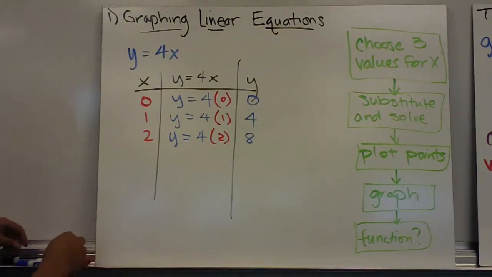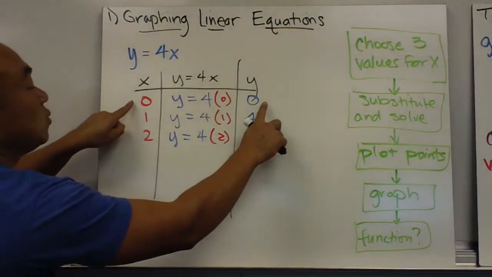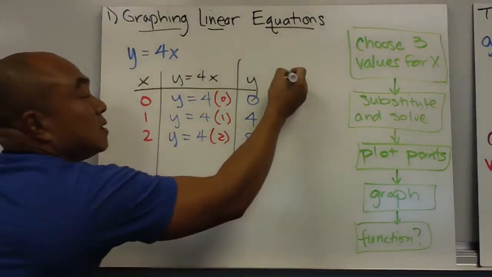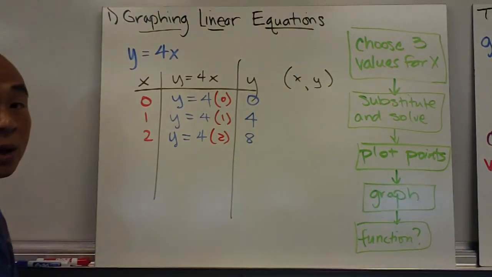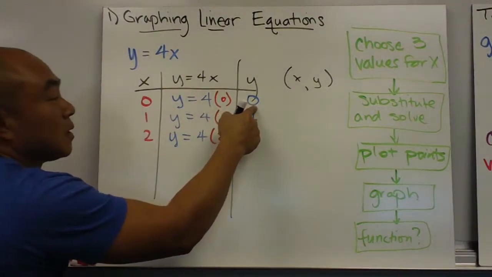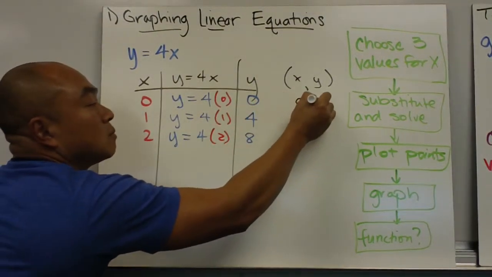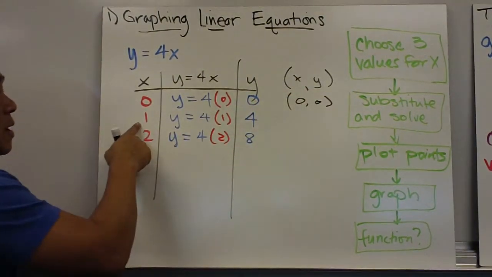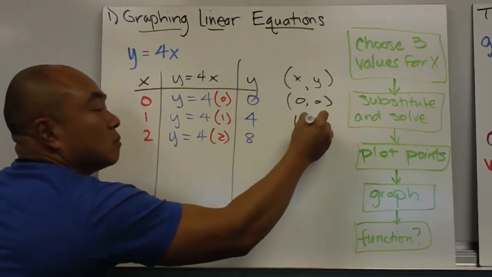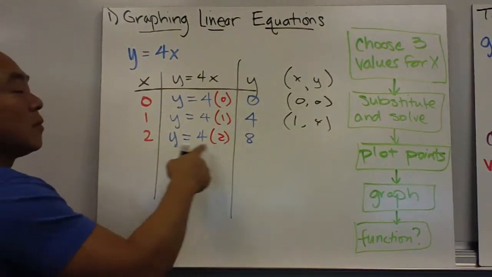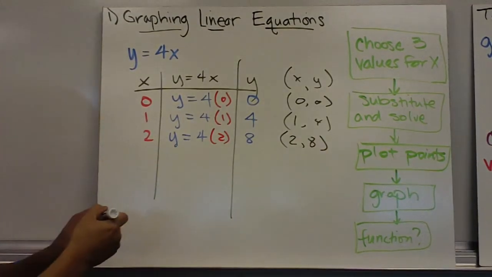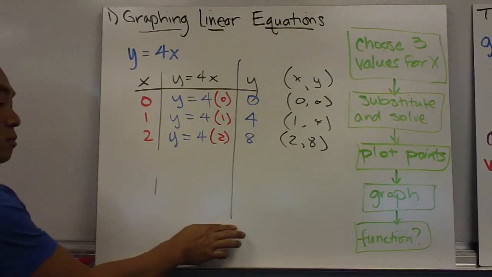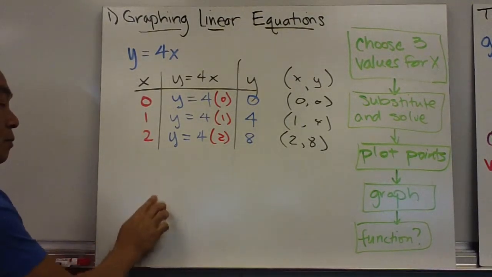The points you see here give you back your x and y coordinates. The first point is 0, 0. The next point is 1, 4. And the next point is 2, 8. Let's go graph these points out.